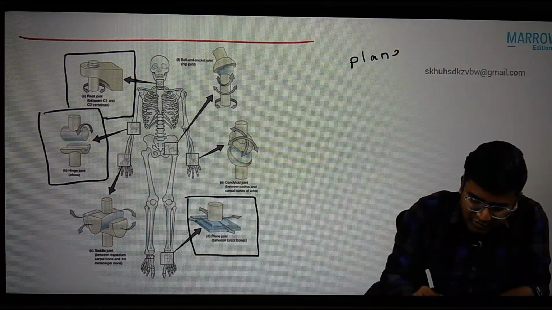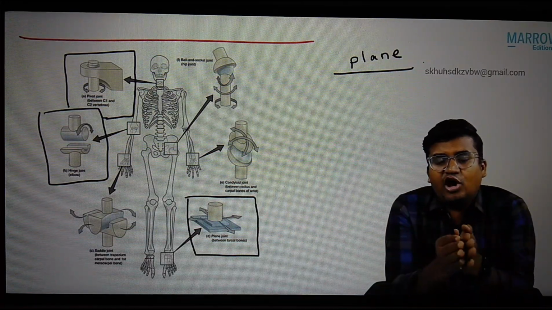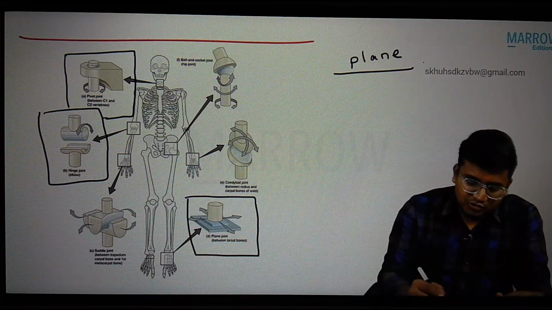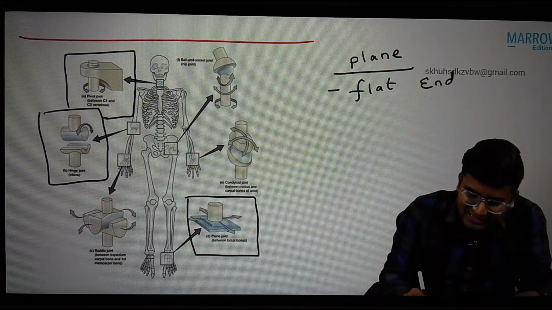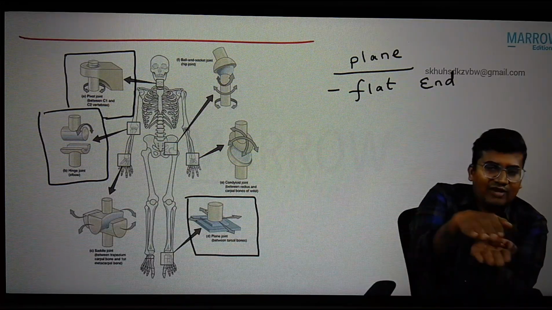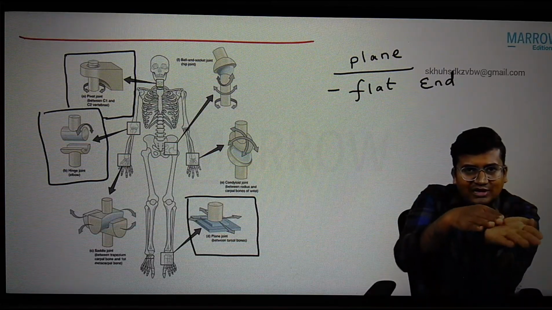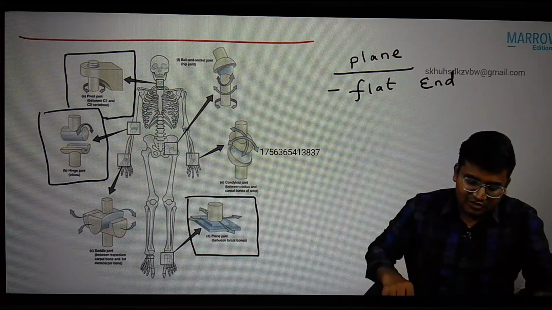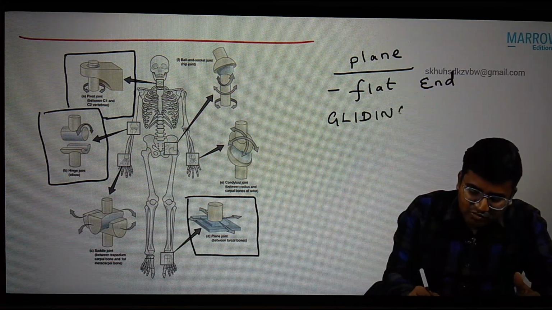Now the plain type of synovial joint, the name itself gives you a clue: the articulating ends of the bones are flat. So we have flat ends of the bones. Now what type of movement will occur? The two ends of the bone are flat like this. The two bones will glide on each other. Very good. So in plain type of synovial joint, mainly gliding movement will occur.